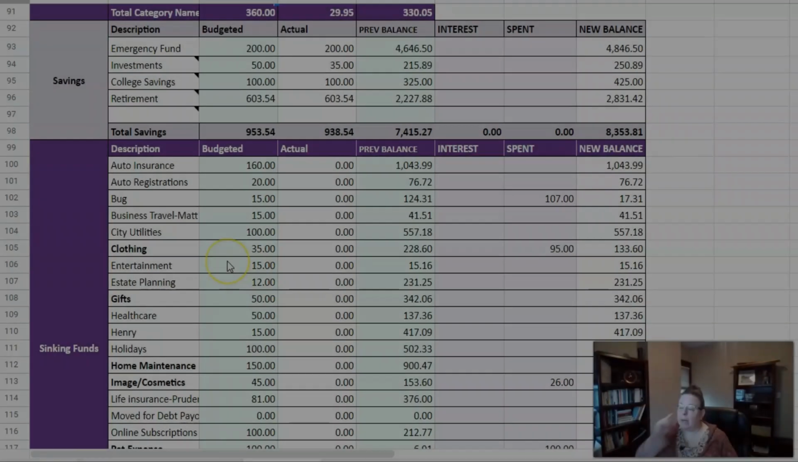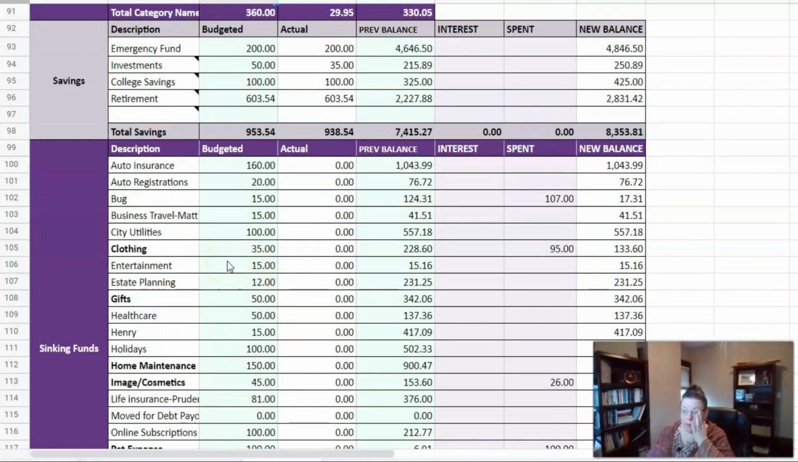Now we're moving into our savings, and you can see there are more columns than what we had before. First of all, we plan on putting $200 into our emergency fund. Investments are $50, college savings is $100, and then retirement is going to be $603 total, bringing our total savings to $953.